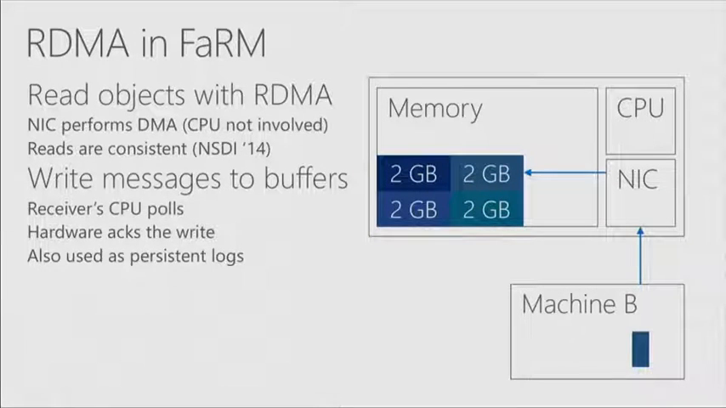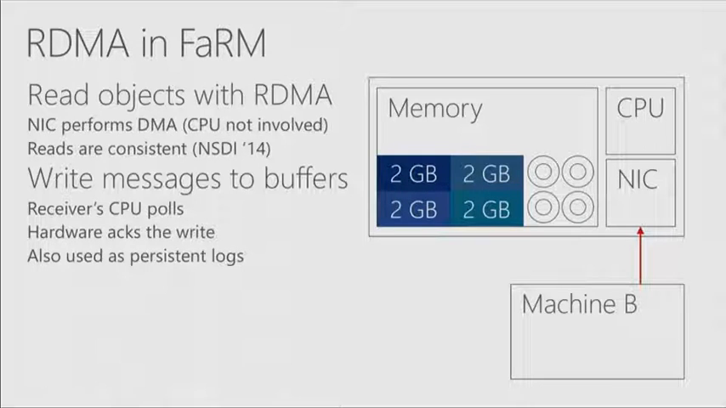Also, FaRM uses RDMA writes to implement efficient messaging. The idea is basically to expose circular buffers in the memory of a receiver, and then messages can be written to this circular buffer using RDMA writes. And there's going to be a single circular buffer for every possible sender.